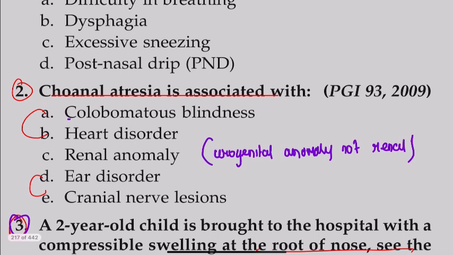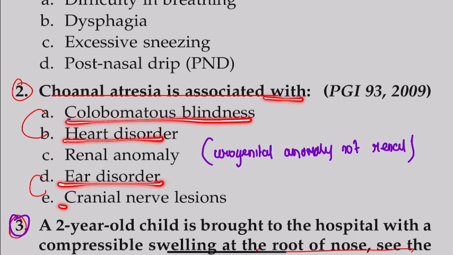Choanal atresia is associated with what? Colobomatous blindness, heart disorders, ear disorder, cranial nerve lesion. These are the associations of choanal atresia. So the right answer is A, B, D and E. Here the renal anomaly is not the right answer; it is urogenital anomaly, not renal anomaly.